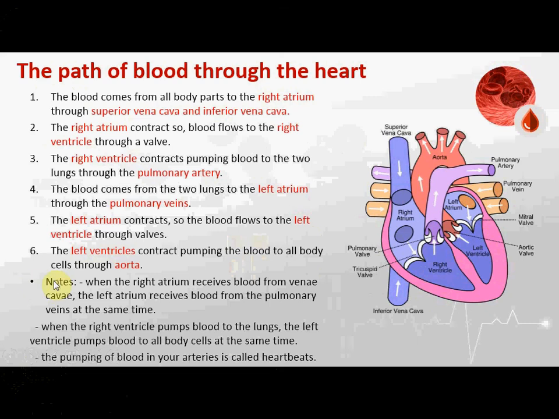We have here notes. When the right atrium receives blood from the vena cava, the left atrium receives blood from the pulmonary veins at the same time. At the same time, we have here the right atrium and left atrium. Both of them receive blood at the same time.